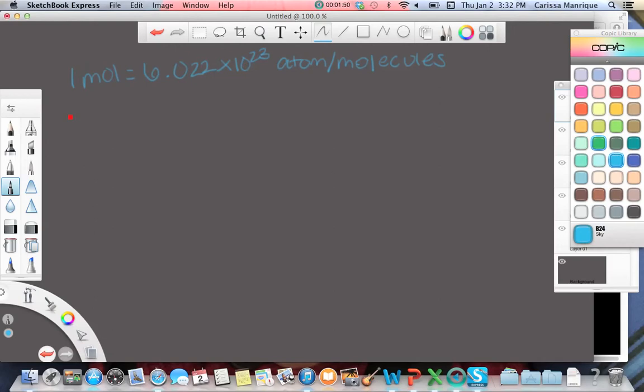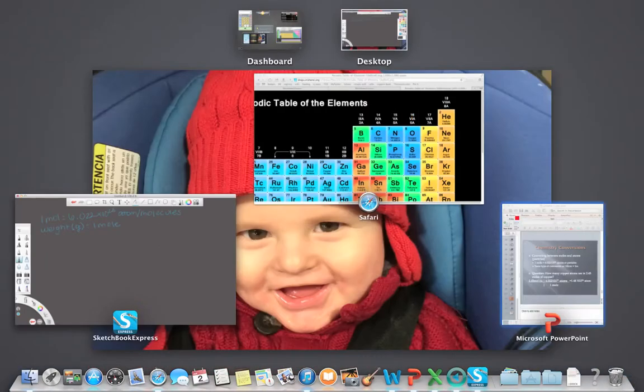The other one we know is that the weight of something, in grams, like from the periodic table, equals 1 mole. Remember, if we weigh out a mole of something, we can get the weight in grams. For example, carbon is 12 grams per 1 mole, so that tells us it weighs 12 grams per 1 mole. So we'd have to look up this number each time. So let's look at an example.